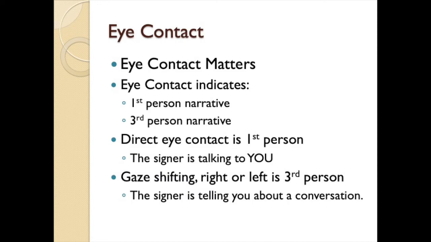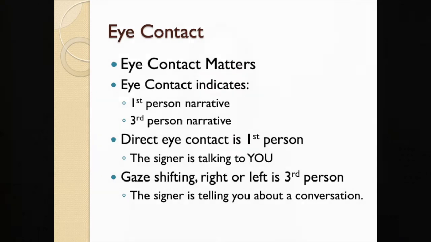Your eye gaze and facial expression provide vast amounts of implicit information, but it is your eye contact that indicates whether the signer is in first or third person narrative. When the eye contact is direct and straight, they are telling you about it. But if the signer's eye contact shifts and they're looking either right or left, that means they are now in third person narrative, telling you about what happened.